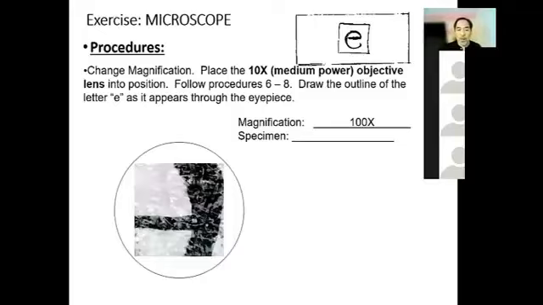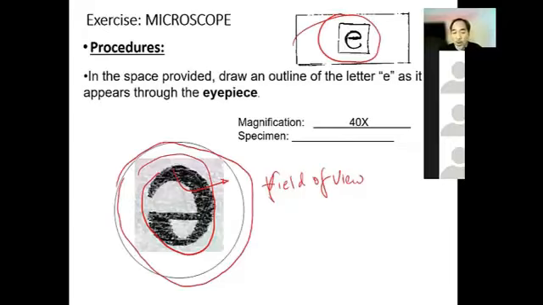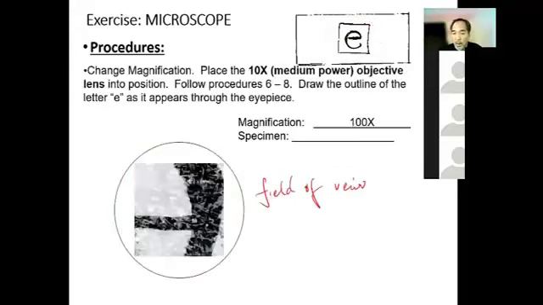So the field of view here is lesser, meaning it's magnified. Going back to the first one, the field of view is actually bigger, because I can see the whole letter E. But here, the field of view is lesser because I can only see small parts of the letter E, but it is more magnified. So this is what it means about field of view.